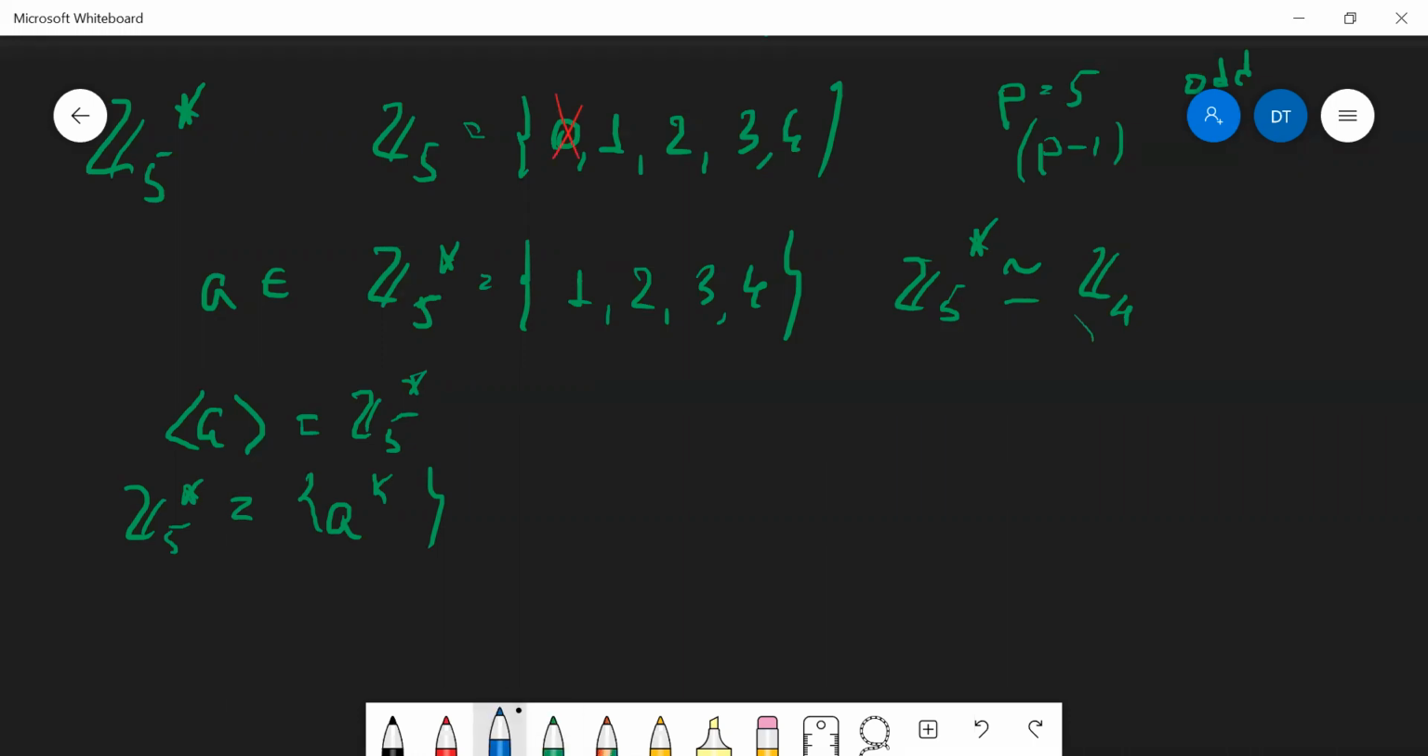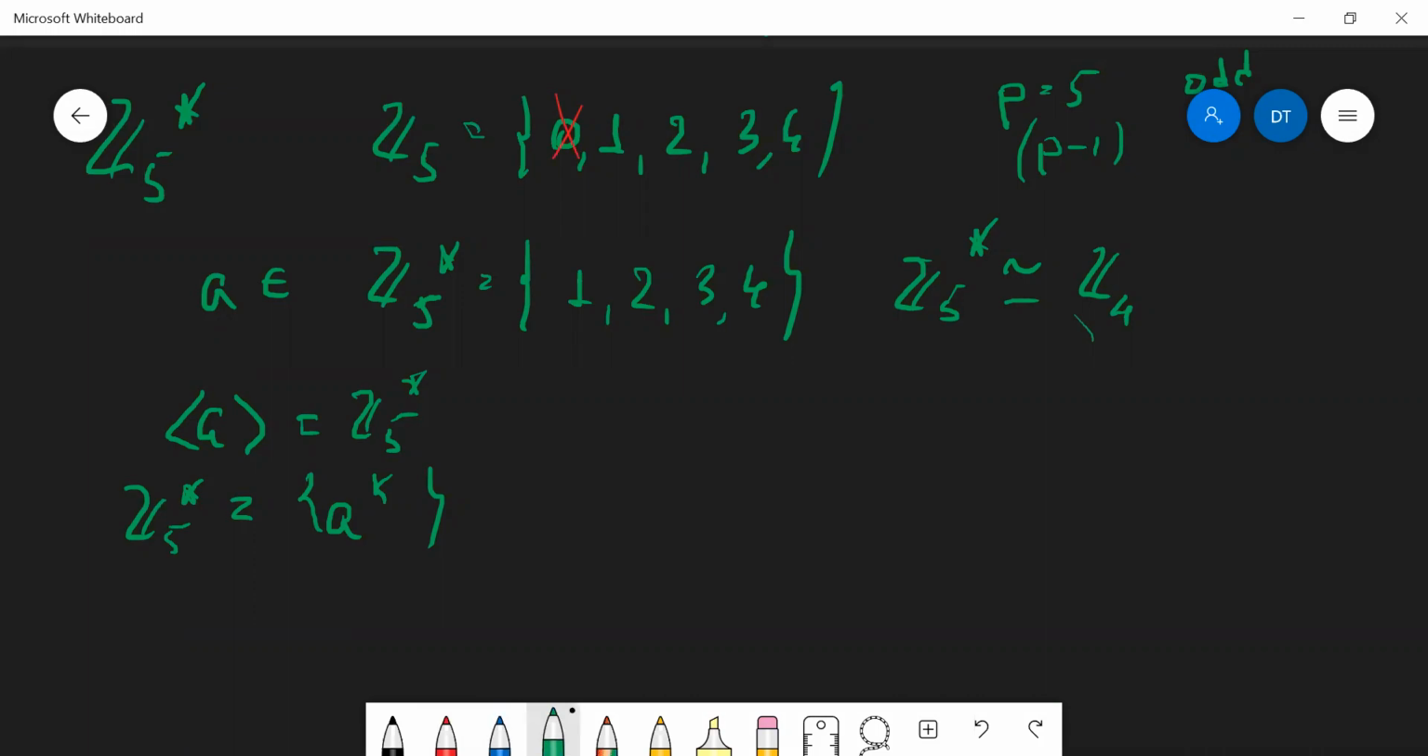So how do you, could you find the generators here? Is it 1 and 4? Let's check. 1 doesn't work. Why? Because it's the neutral element.